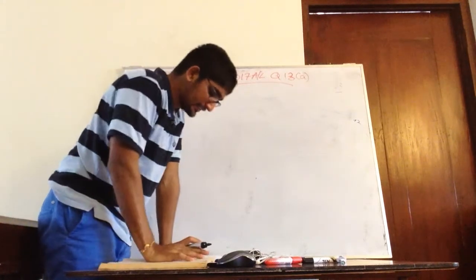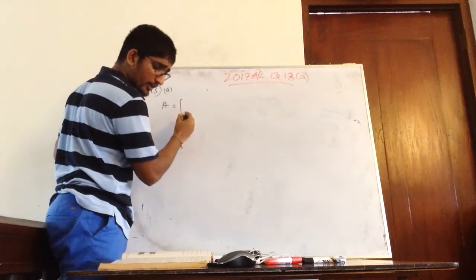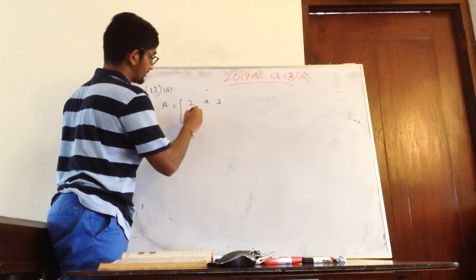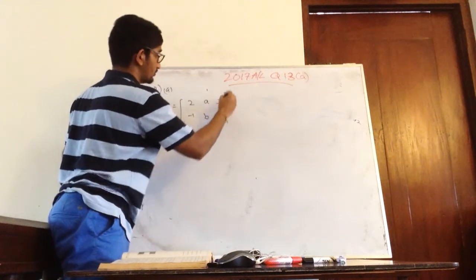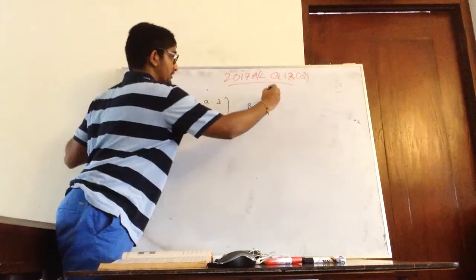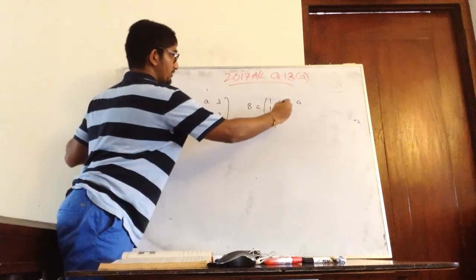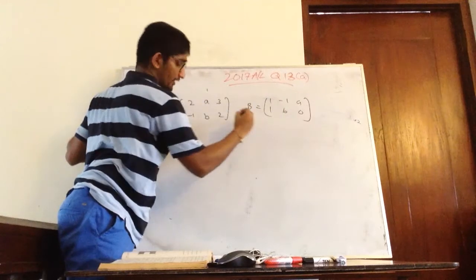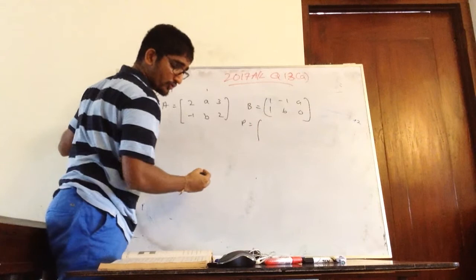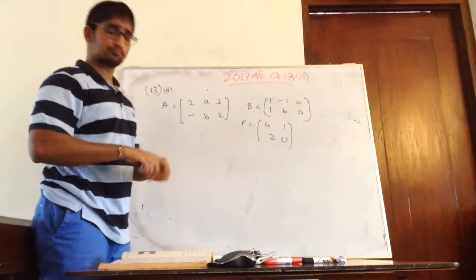they have given three matrices. That is A, which is [2, A, 3; -1, B, 2], then you have B, which is [1, -1, A; 1, B, 0], then you have a P, where that is [4, 1; 2, 0], right?